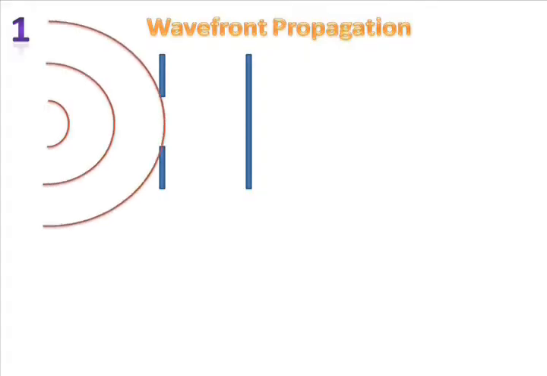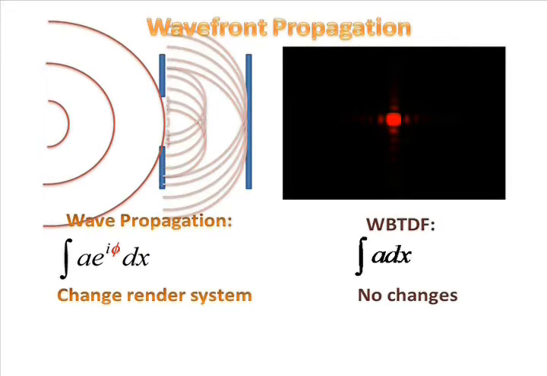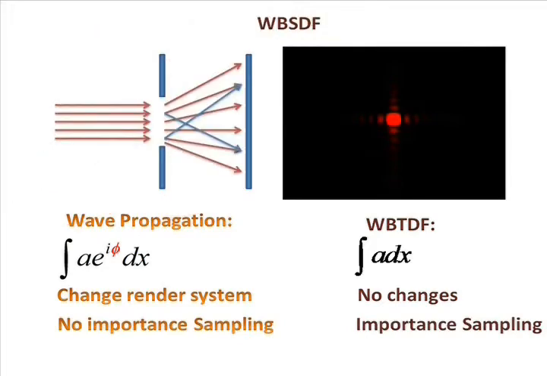A previous method, called optical path differencing, involves keeping track of the travel distance in order to calculate phase information. Unfortunately, this technique requires modifications to traditional rendering systems. In addition, it does not allow the use of importance sampling. This makes it computationally expensive.